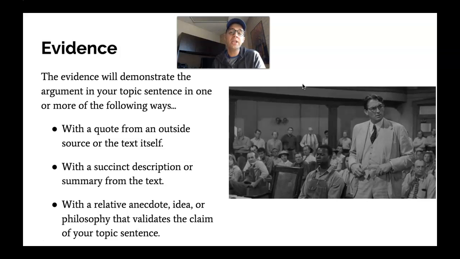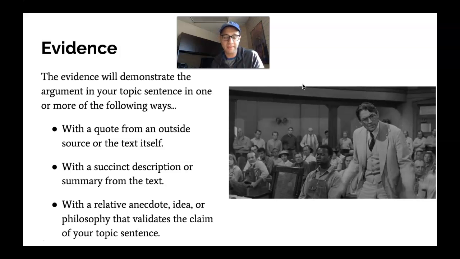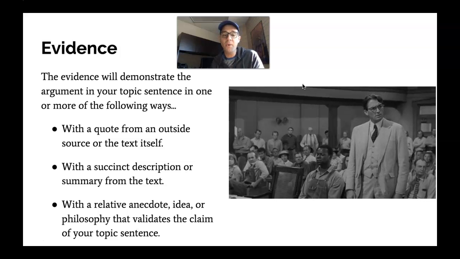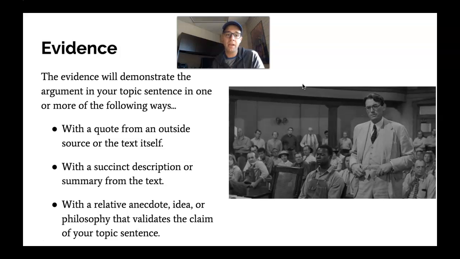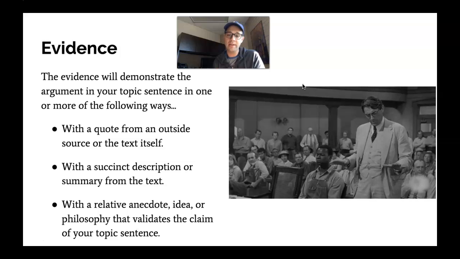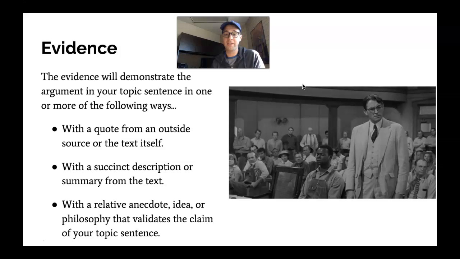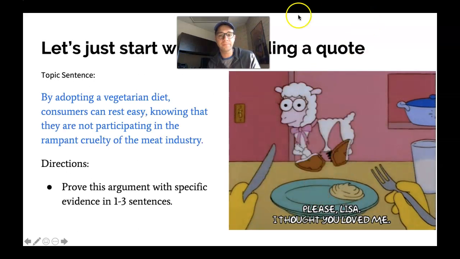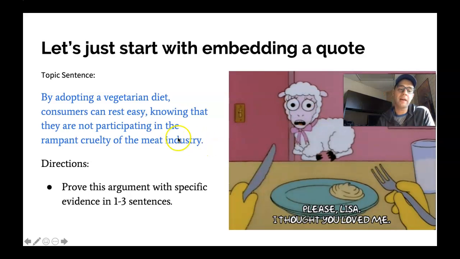And lastly, you can use a relative anecdote, which is a personal story about something that's happened to you, idea or philosophy that validates the claim of your topic sentence. So if you've got a personal idea, story, whatever, that proves the argument of your topic sentence, you can use that. Let me show you what I mean. Let's start with embedding a quote. So here's the topic sentence again.